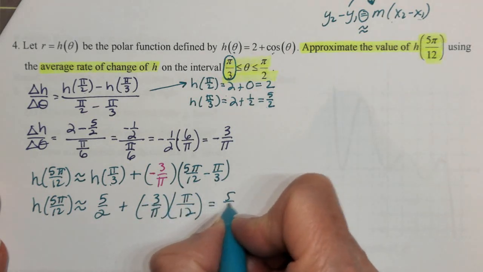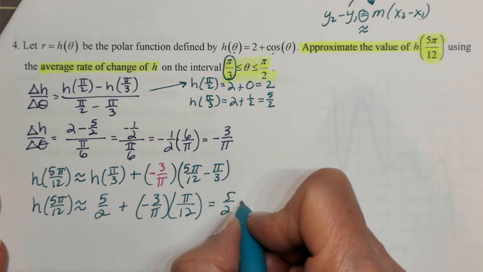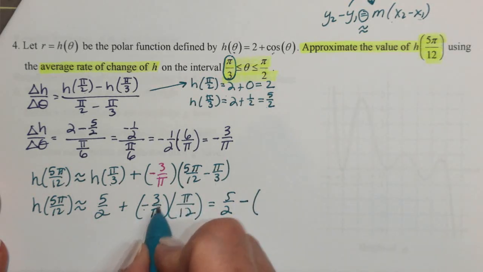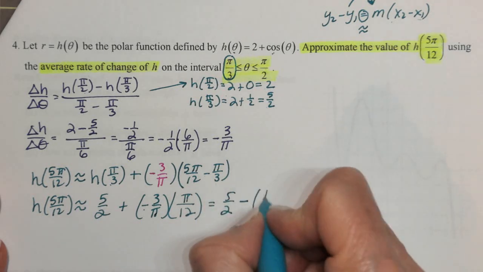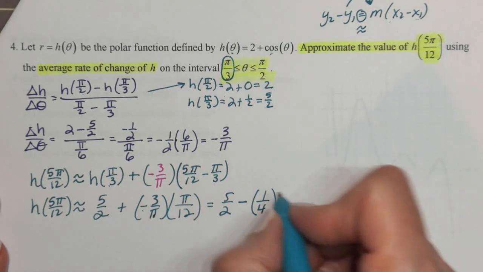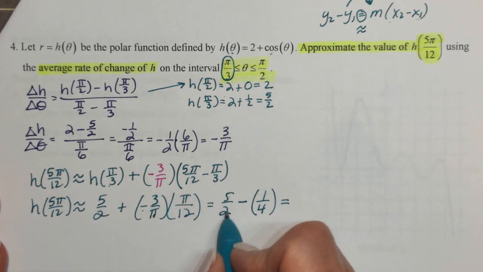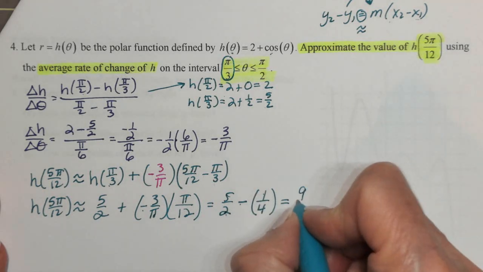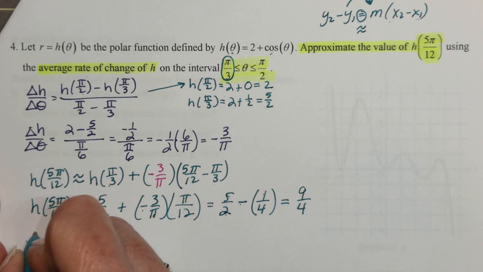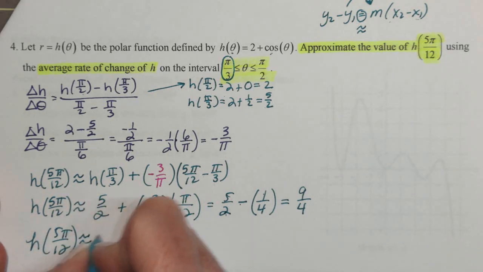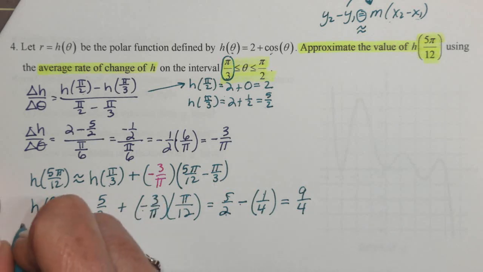So this is 5/2 minus, the pi's reduce out, 3 and 12 reduce to 1 over 4. So this is 5/2 minus 1/4. 5/2 is 10 over 4. 10 over 4 minus 1 over 4 is 9 over 4. So h of 5 pi over 12 is approximately equal to 9 over 4.